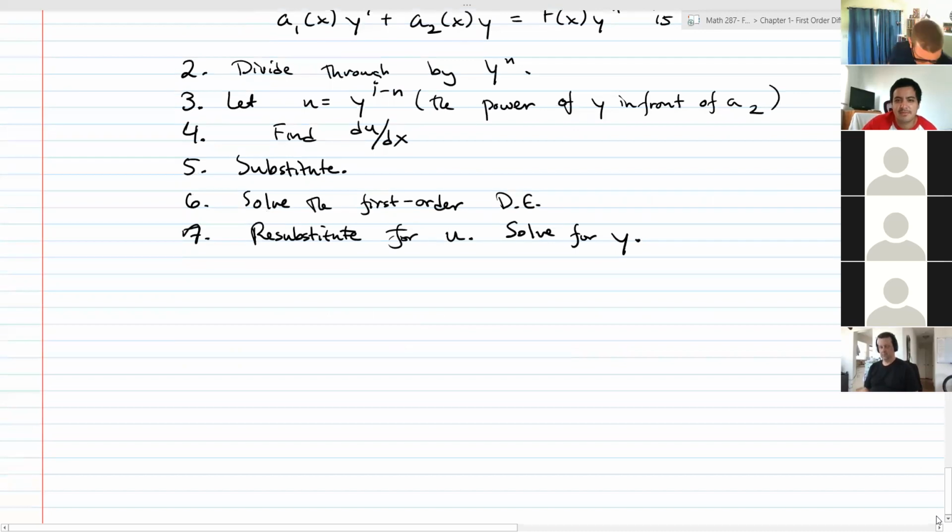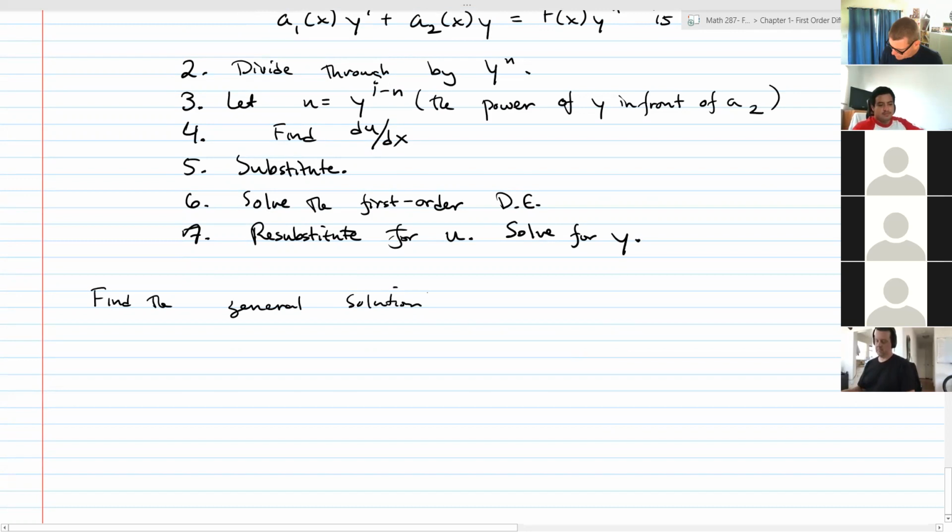Okay. So let's do one more and then we'll call it a day. Let's do this one. We're going to find the general solution. And it's going to be 2x times y prime plus y cubed x squared plus y equals 0.